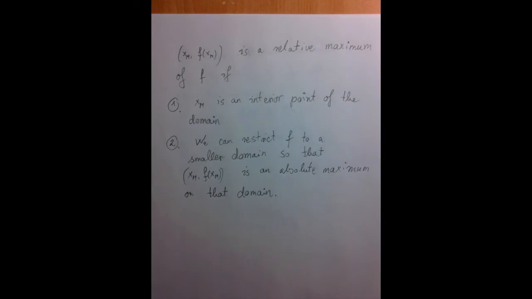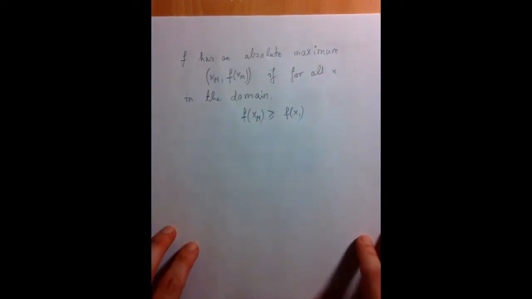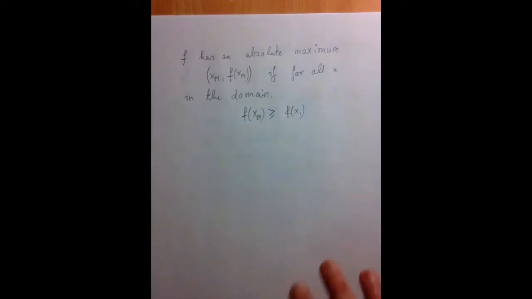So there are two types of maximums that we can have, the one that we want and the one that we can easily have. And unfortunately, those are not the same. We're not going to define both maximums and minimums. Minimums are analogously defined, and you can find those in the handout. So f has an absolute maximum xm, f of xm, if for all x in the domain, f of xm is greater than or equal to f of x.